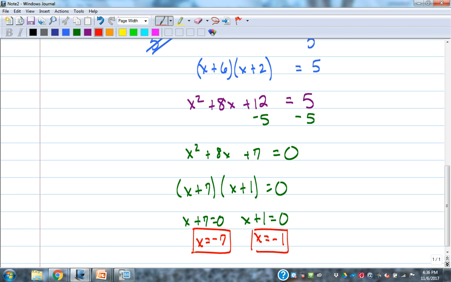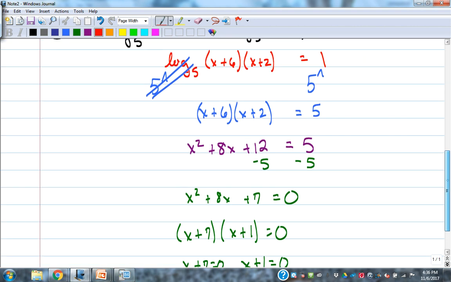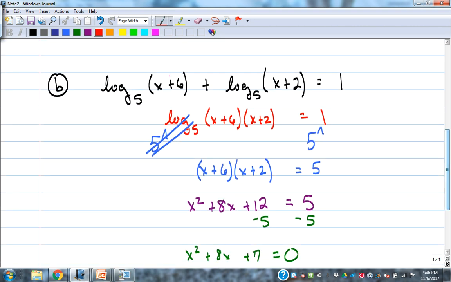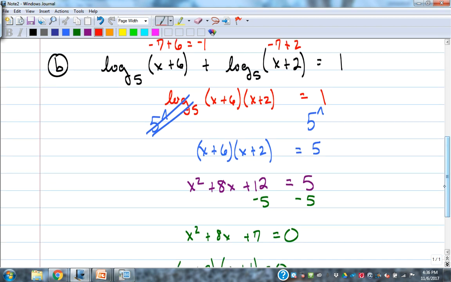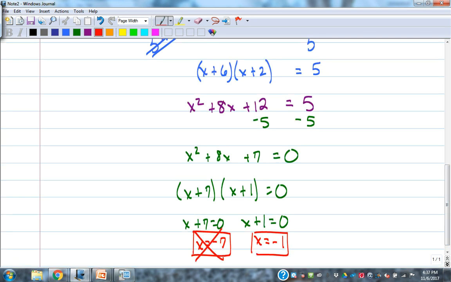Again, you can't just go by that. You've got to check them in the original. So if I check the negative 7 in the original problem, I plug that in here: negative 7 plus 6, negative 7 plus 2. What's negative 7 plus 6? Negative 1. Can we take the log of a negative number? No. So right there, that's enough. I don't even have to do the other part. That is enough information to say this one's out.